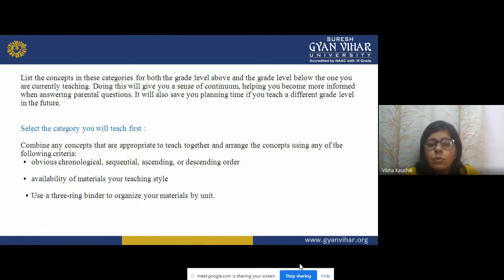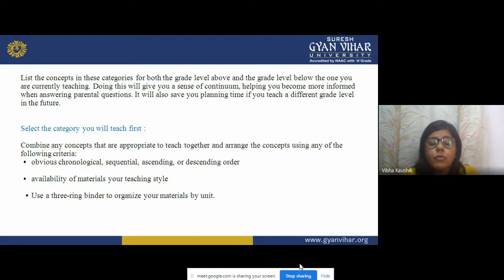Means you have come to know about demand and supply, and the effect of money, and how demand and supply play a role. These are two different concepts, and I can teach the students these two concepts in a combined form. First you have to pick those concepts that you can combine, that are appropriate to teach together. Arrange the concepts using any of the following criteria: obvious, chronological, sequential, ascending, or descending order. You have decided that you are combining two concepts, and you will teach the students these two concepts in a combined way.